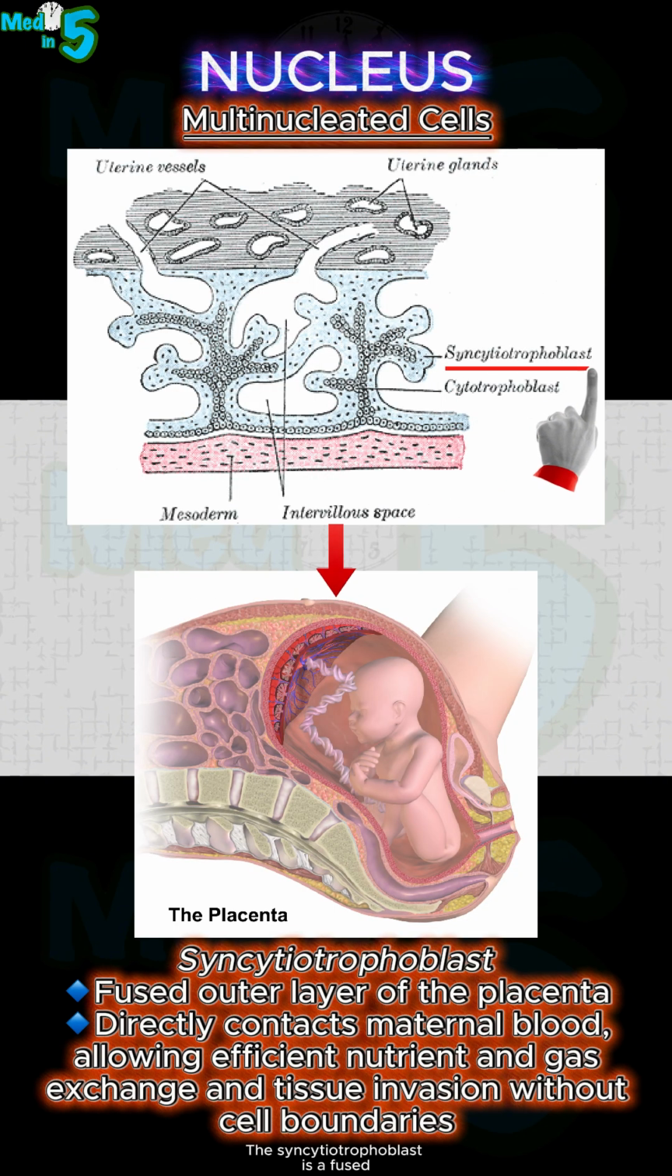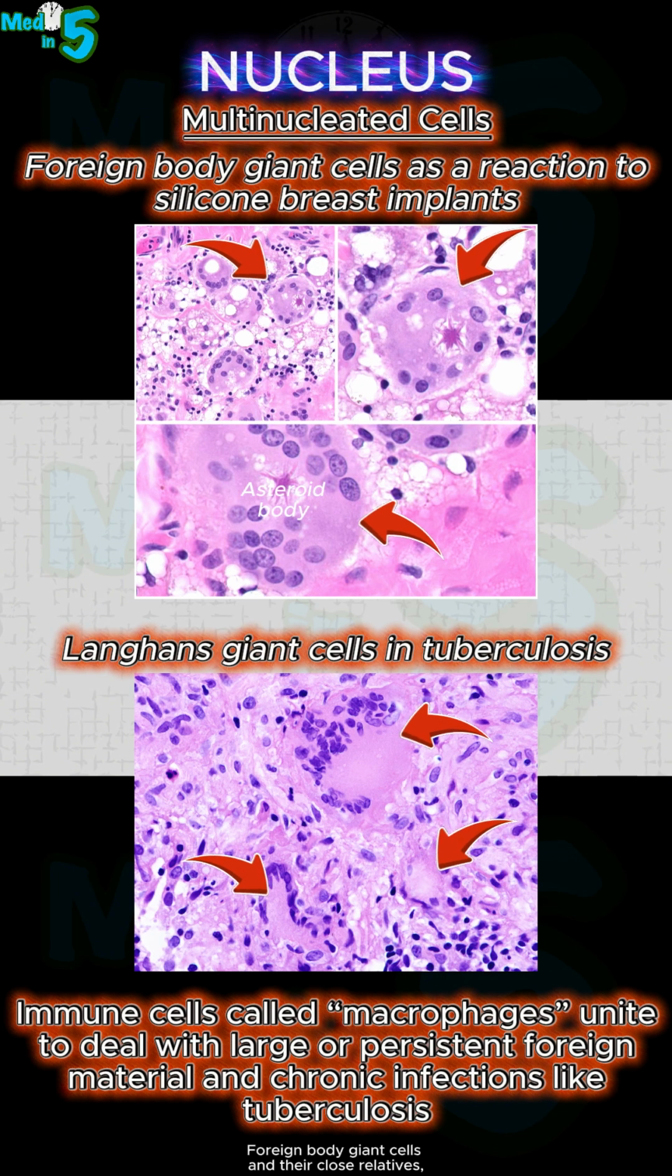The syncytiotrophoblast is a fused outer layer of the placenta that directly contacts maternal blood, allowing efficient nutrient and gas exchange and tissue invasion without cell boundaries. Foreign body giant cells and their close relatives, the Langhans giant cells, form when immune cells called macrophages unite to deal with large or persistent foreign material and chronic infections like tuberculosis.